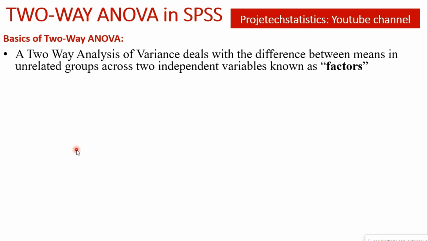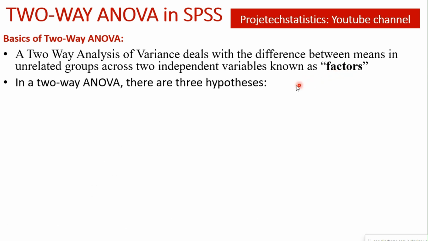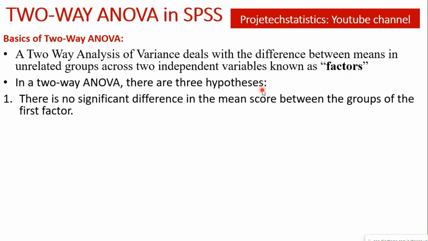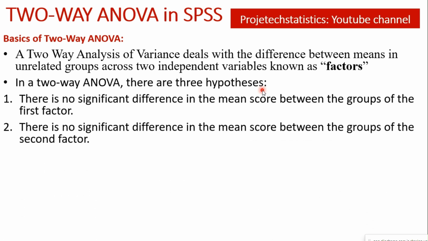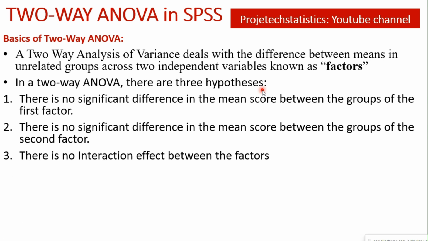A two-way ANOVA deals with the difference between means in unrelated groups across two independent variables known as factors. In a two-way ANOVA, there are three hypotheses. Number one, there is no significant difference in the mean score between the groups of the first factor. Number two, there is no significant difference in the mean score between the groups of the second factor. And number three, there is no interaction effect between the factors.